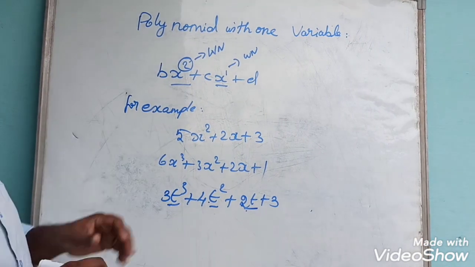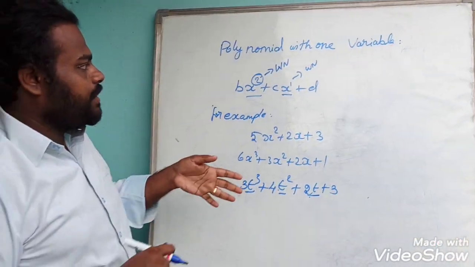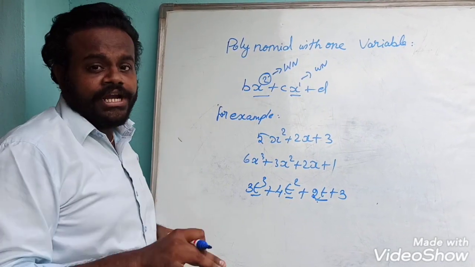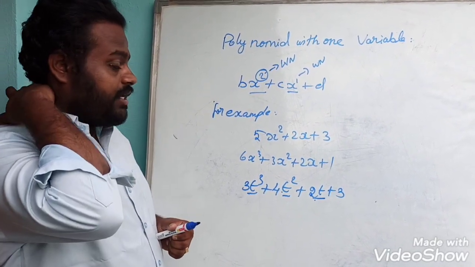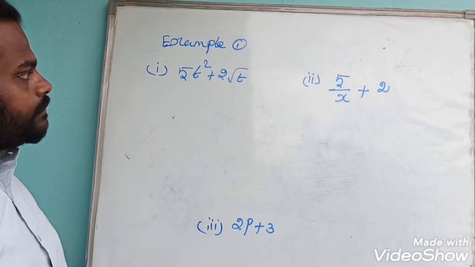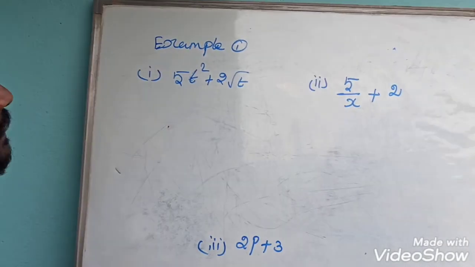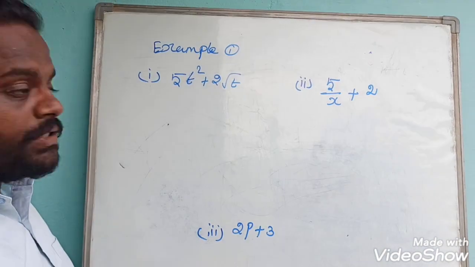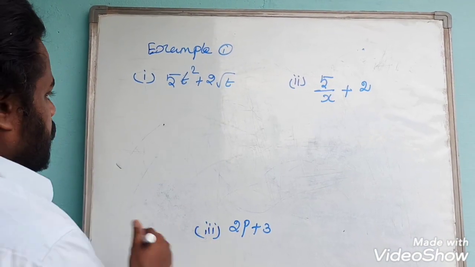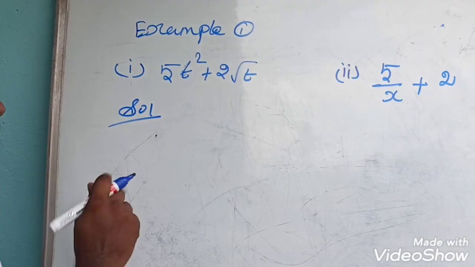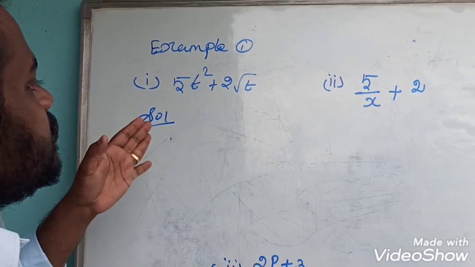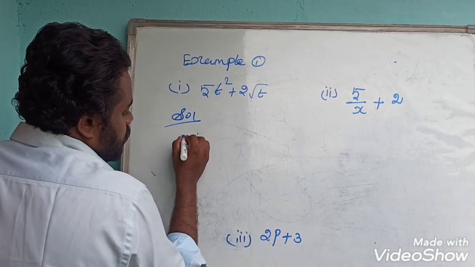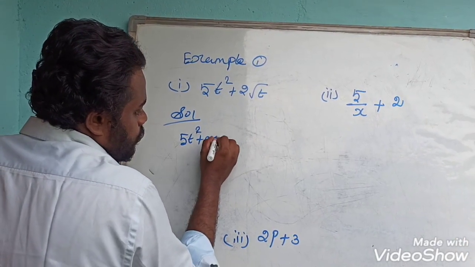Next we have to look at some examples to decide whether each is a polynomial with one variable or not. How to find out whether it is a polynomial with one variable or not? So I write some three examples. Before that, first of all, we check whether the expression is a polynomial or not. So first I write 5t square plus 2 root t.